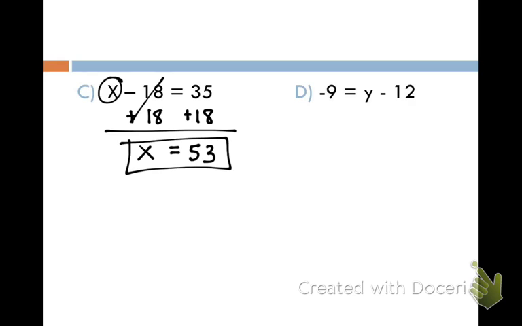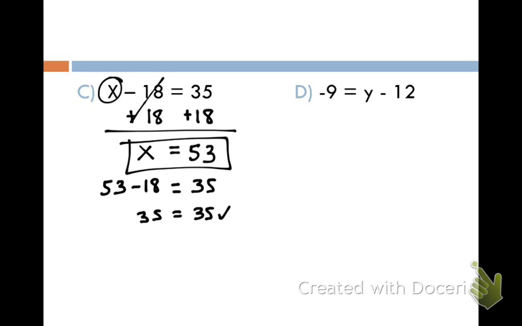Am I finished? No. What do I have to do? Check it. What should I be writing for when I check it? 53 minus 18 equals 35. All right, so now let's work the left side. What is 53 minus 18? 35. So does 35 equal 35? Yes, it does. Give yourself a little check mark saying it checked out and it does work.